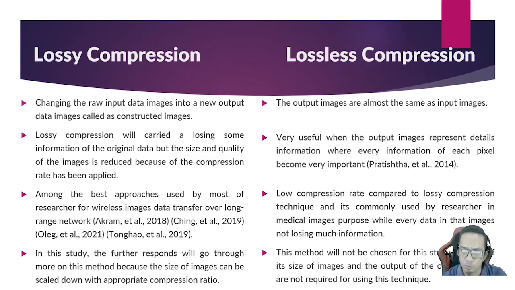This table shows the comparison between two types of compression. By looking at this information, I can conclude that the lossy image will lose some of the original data. The quality will be reduced by the rate of compression, but it is still good enough to identify the object in the image. For lossless compression, the output image is almost the same as the input. It only applies a low compression rate, but in this study I will focus more on lossy image compression.